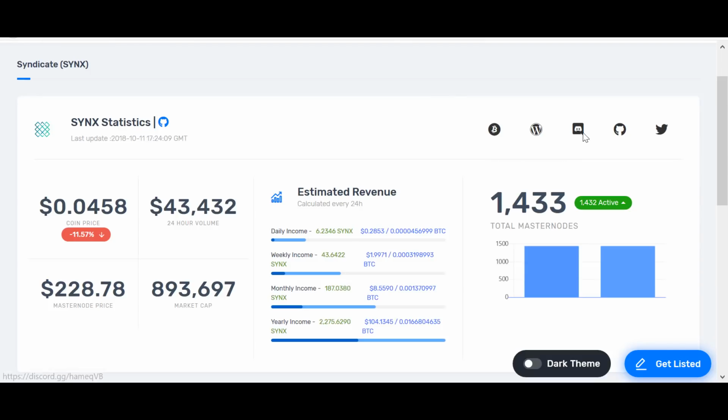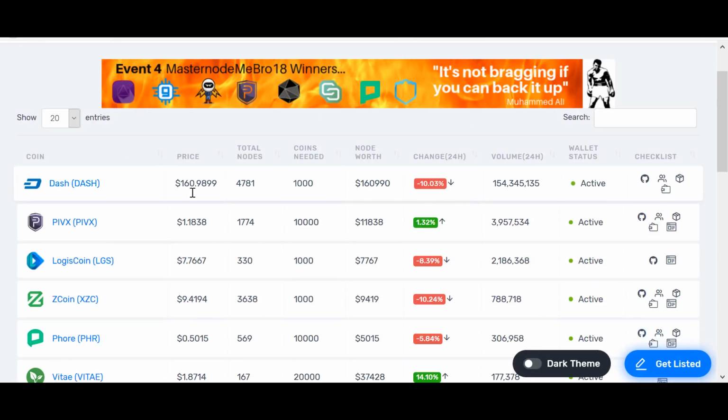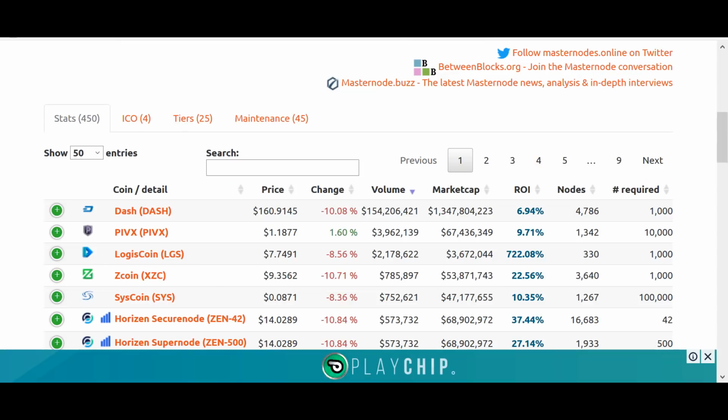That'll take you to the Discord. That's cool. That's good. I like to see that kind of stuff. So what I oftentimes do is I'll come here, and then I'll move over to something like Masternodes Online and just look at the ROIs.